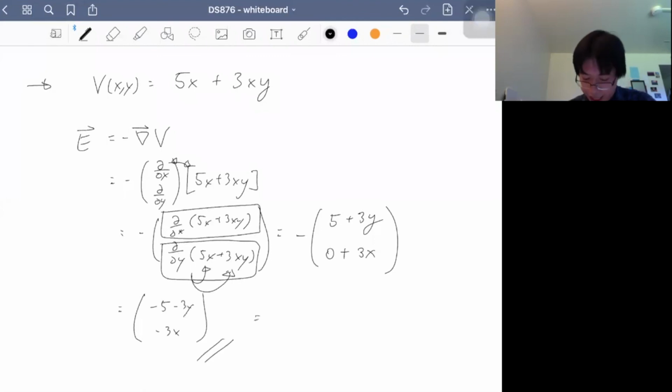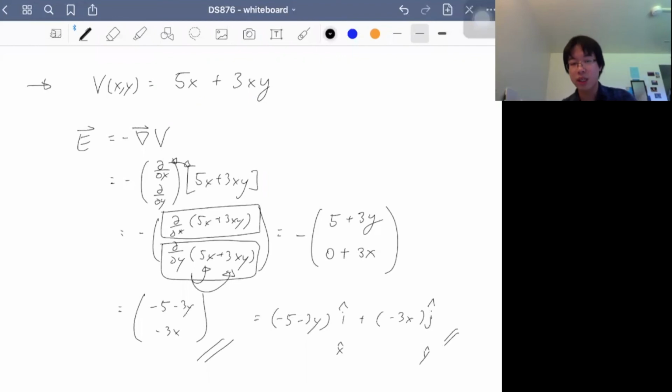You can write it like that. You can write it in xy components like this. i and j, or x hat and y hat. Either way will work. All right.